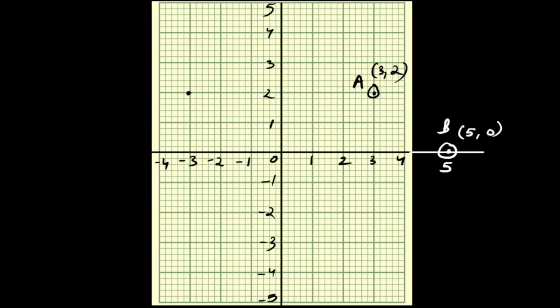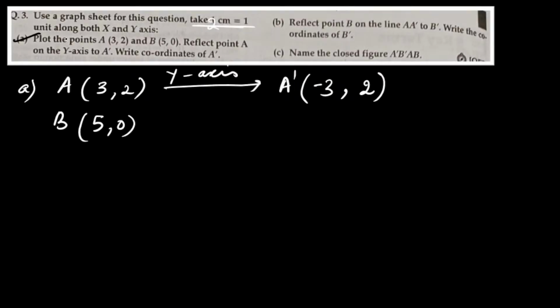So here it will be, and this point is A dash, minus 3 comma 2. So let's see what is the next part. A part is done. We have plotted A and B points. Reflection of A to A dash we have also done, and we found the coordinates of A dash: minus 3, 2. Now reflect B on the line AA dash.